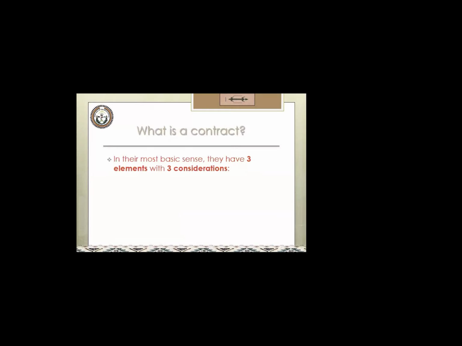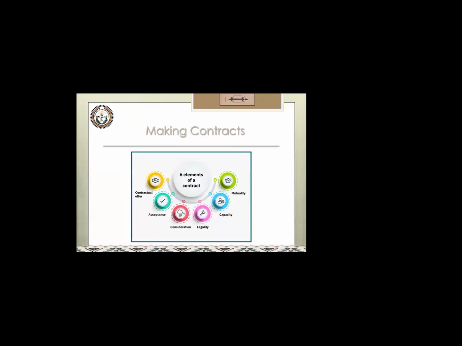So if you remember from the last workshop, we talked about what is a contract, and there's six elements. Well, I would say three elements and three considerations to a contract. And what those are: number one, an offer; number two, acceptance; number three, consideration. If you go to law school, your law professor for contracts is going to teach you these three elements: offer, acceptance, consideration. Those are the primary basic elements to a contract.